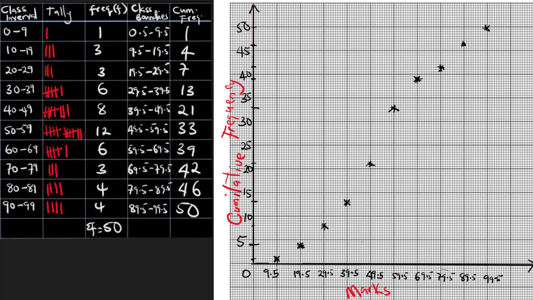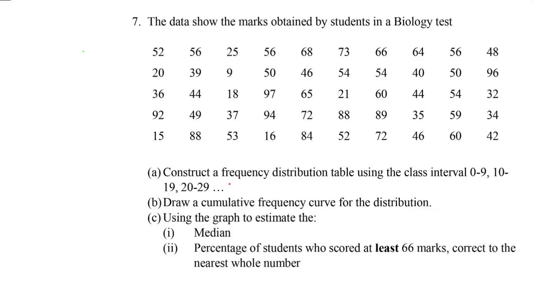So we have to draw a graph. As you know, it's going to be from here, passing through all the points. So this is our cumulative frequency curve. So let's see the next question. For now, we are done with the first one and the B part. Alright, the next question is question C.